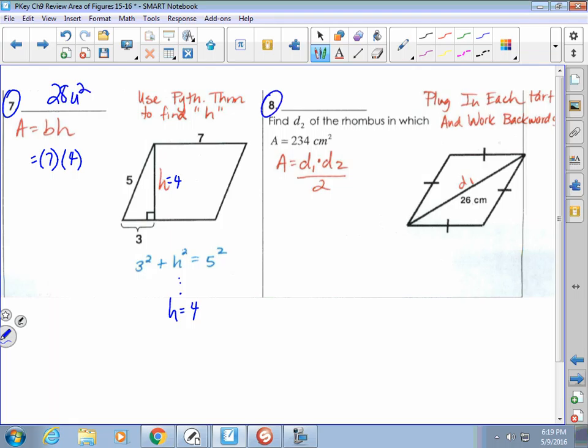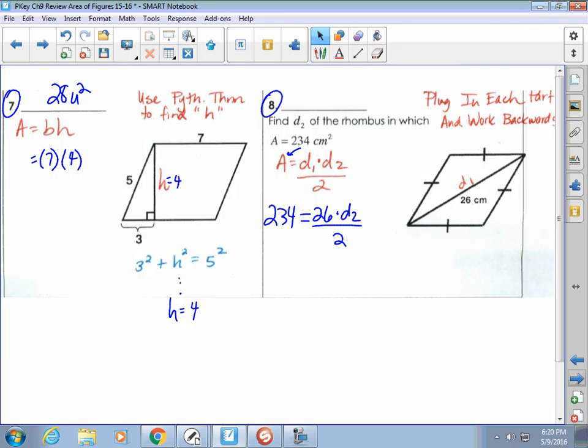And 8 is also test like. And I will be asking you to work backwards, using the formula to find the missing part. So we know that the area is 234. I'm replacing that for A. 234 is equal to, one of the diagonals is 26. We're trying to find the second diagonal. If we do 26 times the diagonal 2, divided by 2, that equals 234.